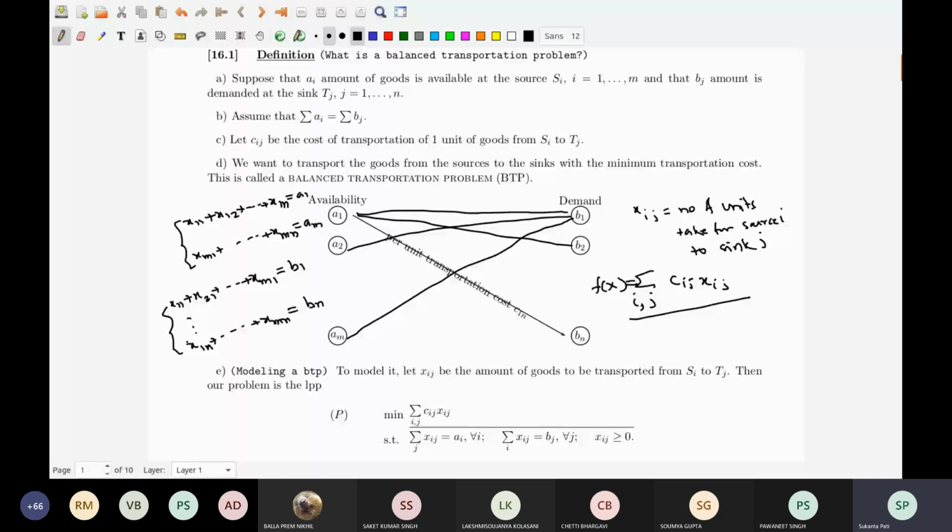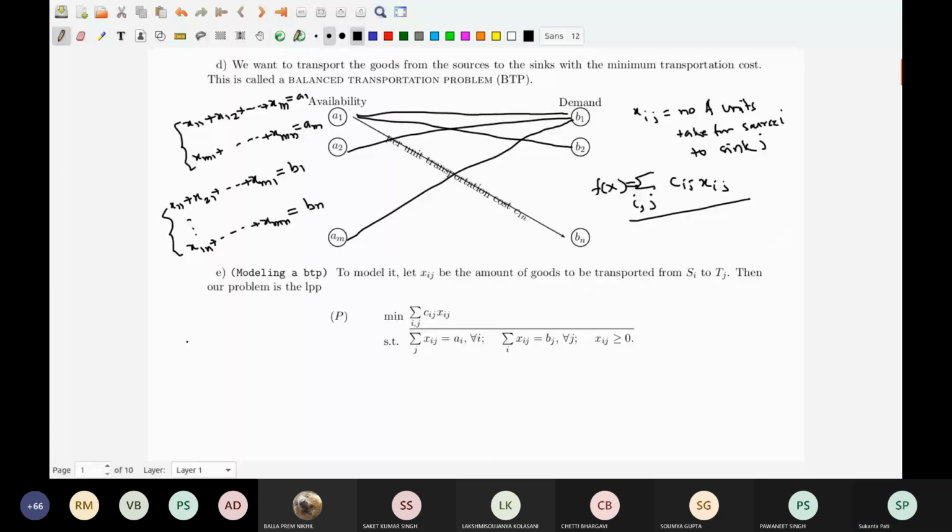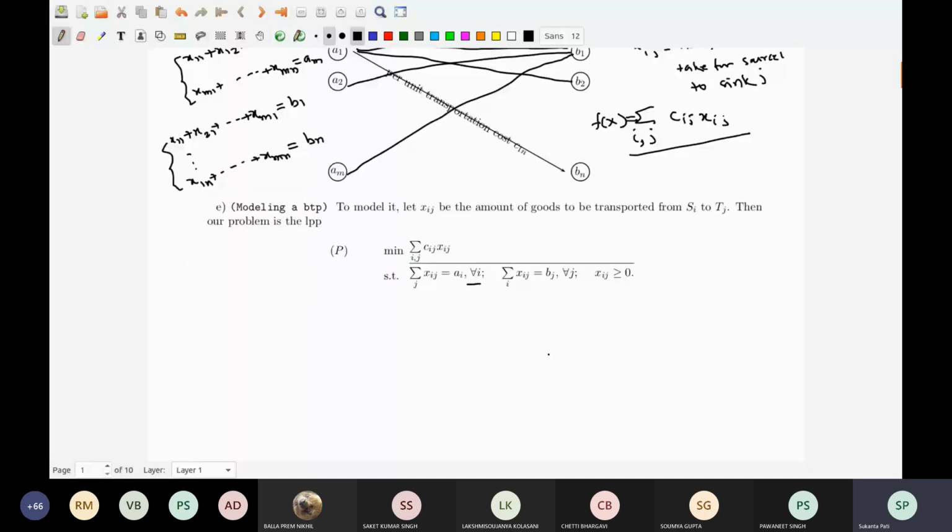So that is what is written over here. Minimize the summation over ij of Cij Xij. For each i, the summation over j of Xij equals Ai. These are the A type constraints. For each j, the summation over all i of Xij is equal to Bj, and of course Xij are greater than or equal to 0. That's how you model it. Fine. Now suppose I want to write the SLPP. Let me take, okay, before that, here is a simple example.